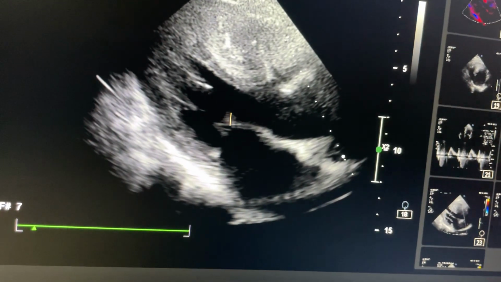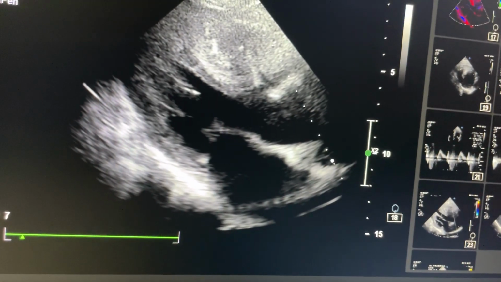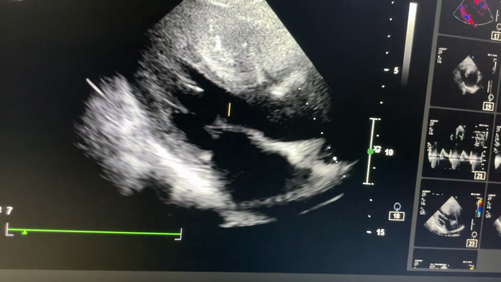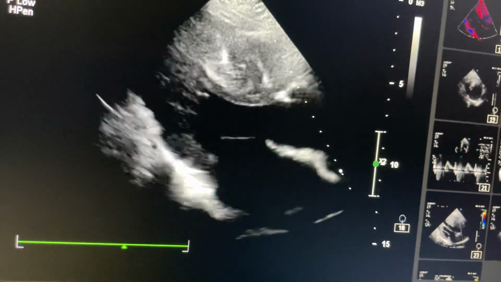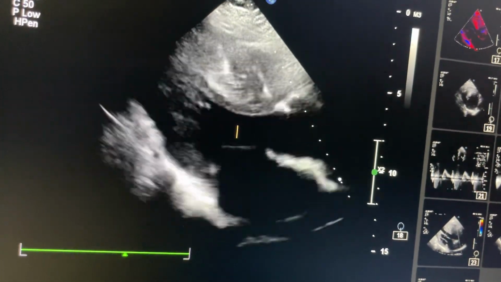But in this case, as the obstruction is not significant, gradient is only 17 millimeter of mercury. So this is plain hypertrophic cardiomyopathy, not the obstructive cardiomyopathy. So this is the case of hypertrophic cardiomyopathy, not the obstructive hypertrophic cardiomyopathy.